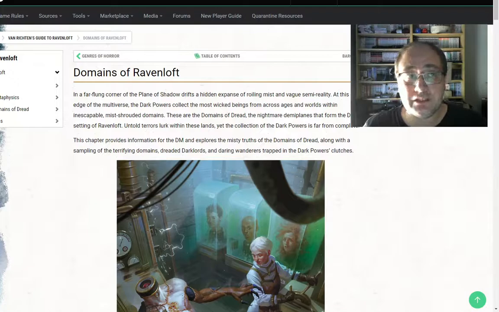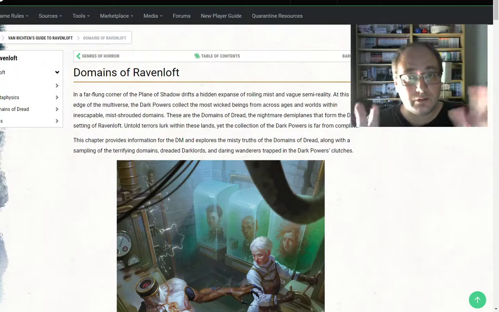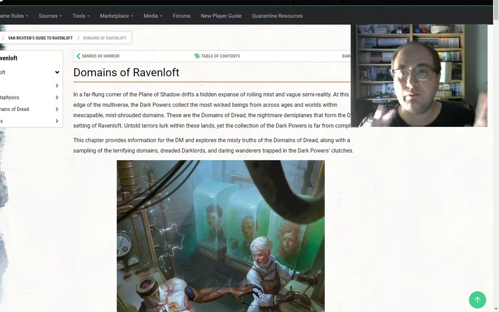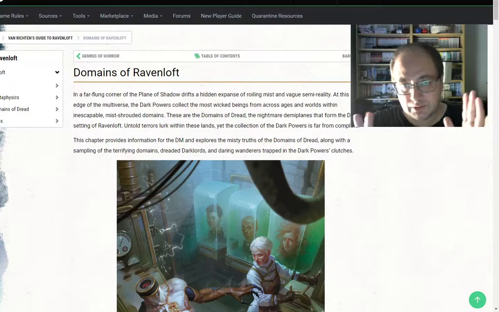Maybe their objective is actually just to escape the domain. Maybe their objective is to actually confront this Dark Lord, or maybe they're in the domain, but they're having a completely unrelated adventure, and the Dark Lord is never going to make an appearance. So how you use these Dark Lords is entirely up to you as a dungeon master.